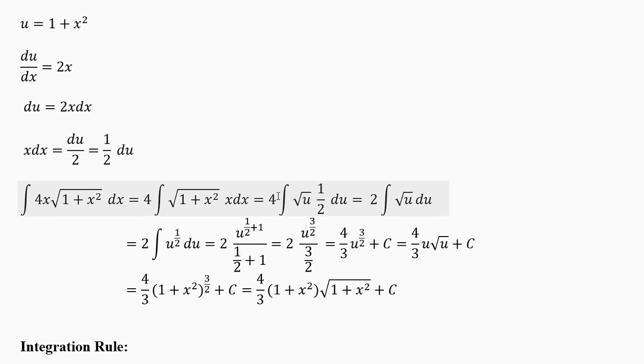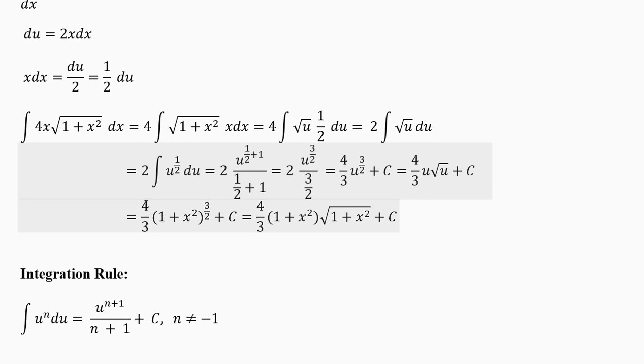This half also goes out. 4 into half is 2. Now you have square root of u du. Now put the power half. u power half. This is the same function, n equal to half. Now you have u power half plus 1, which is u power 3 by 2, fully divided by 3 by 2. Now this 2 when divided by 3 by 2, you will get 2 into 2, 4 by 3. It is 4 by 3 u power 3 by 2. Now when you have u power 3 by 2, you are going to write it as u power 1 plus half. You will write u into square root of u. This is how it looks nice.